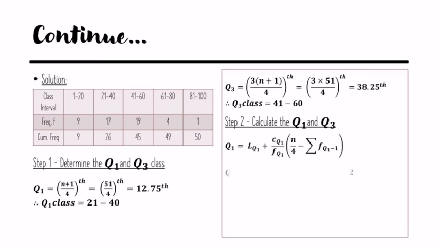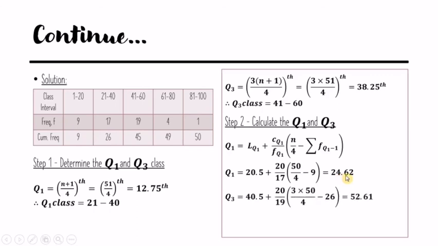That is the formula for Q1. 20.5 is the lower boundary for Q1. So the lower boundary is 20.5 plus the class size of 20 divided by the frequency of the Q1 class, which is 70, in brackets 50, the n, divided by 4 minus 9. 9 is the cumulative frequency before the Q1 class. So you get 24.62.